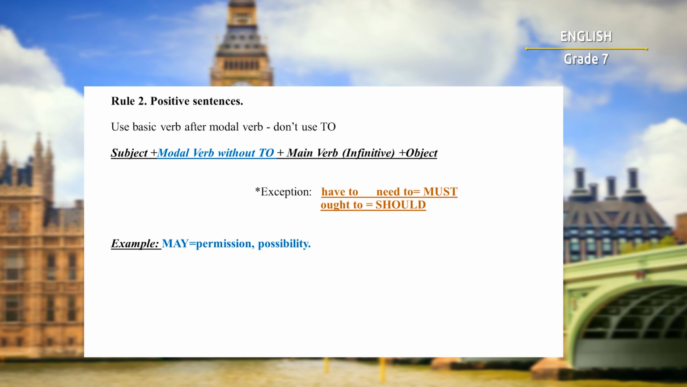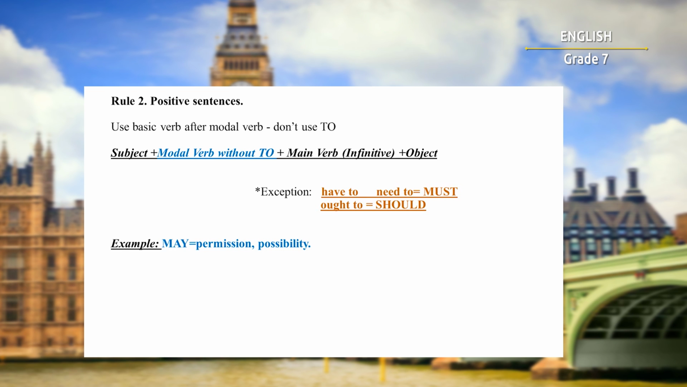Rule number 2 says about using basic verb just after the modal verbs. We don't use to. For example, there is a formula of making up a sentence in a positive sentence: subject plus modal verb without to, plus main verb in infinitive, and object.